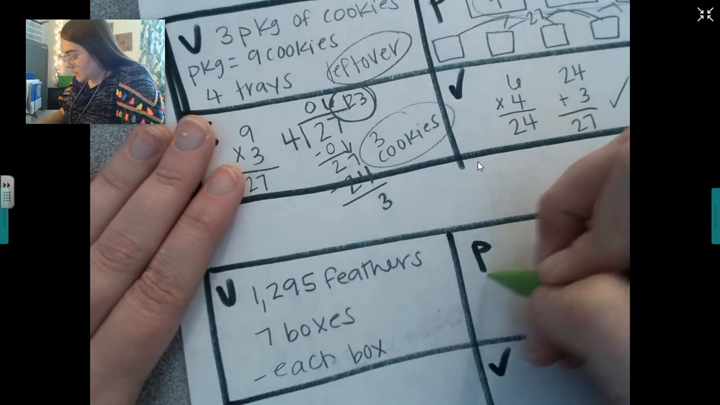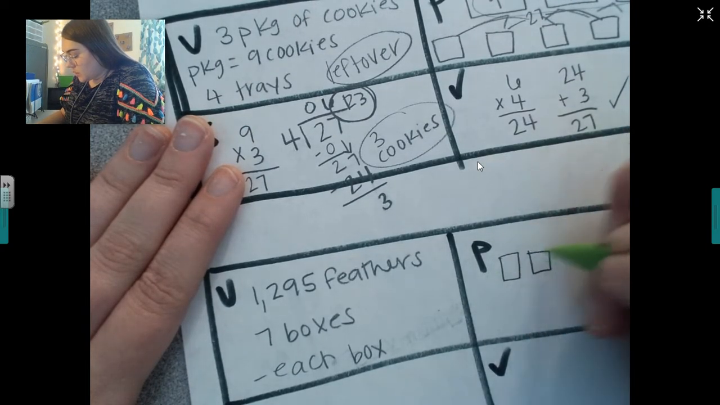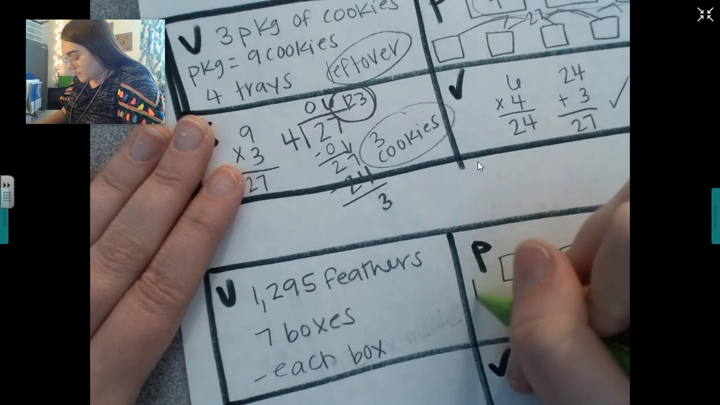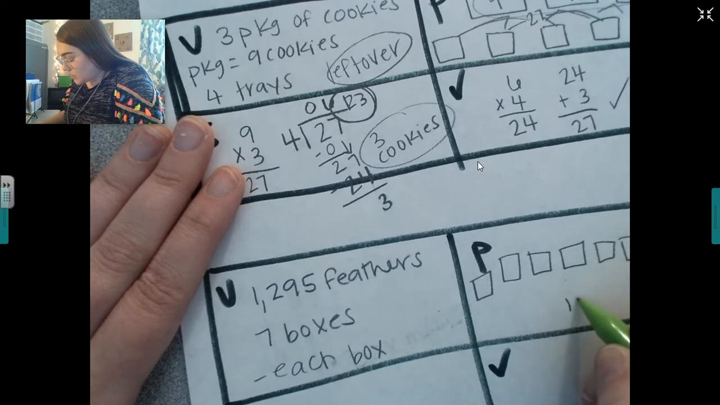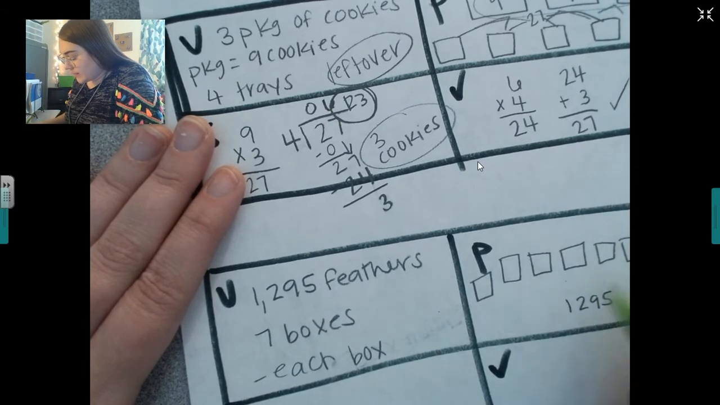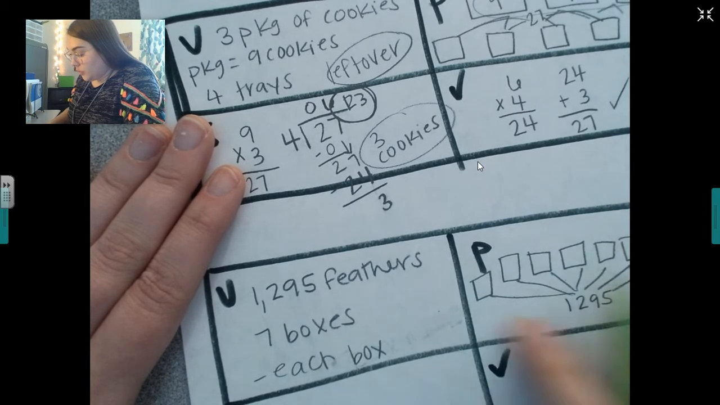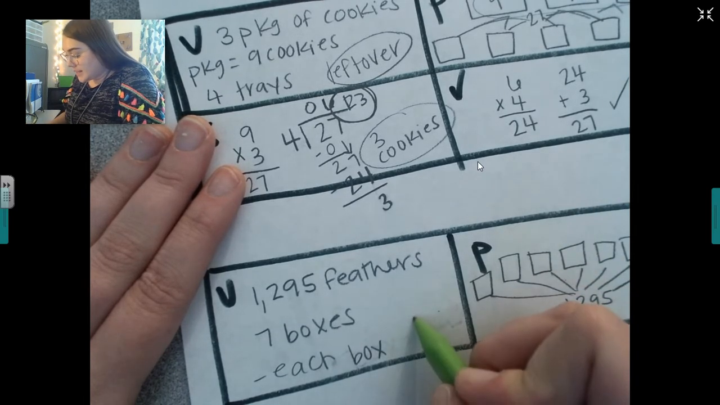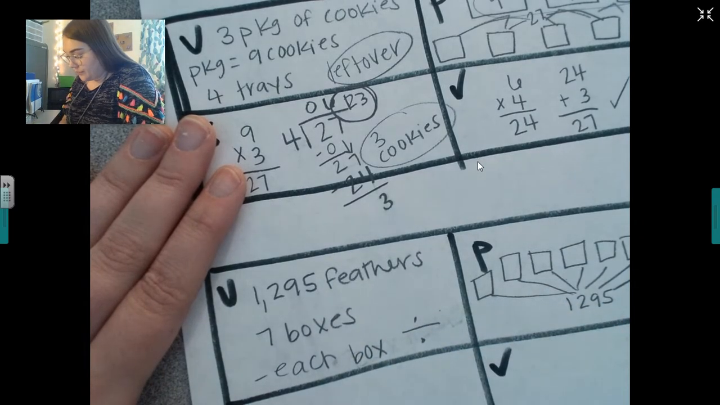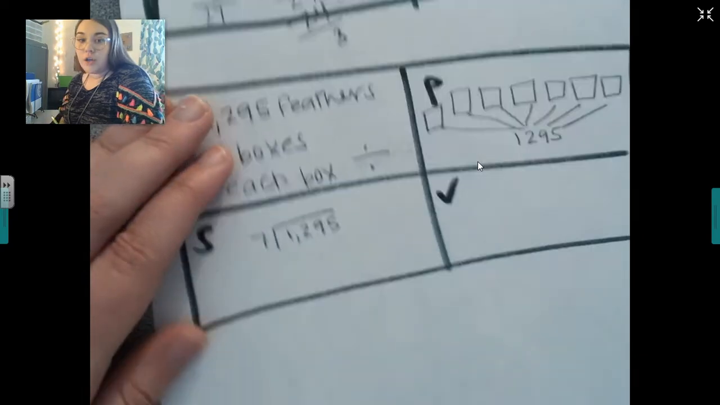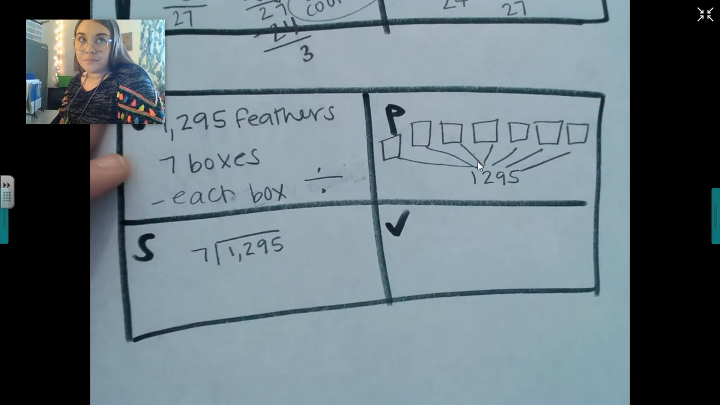So she has 7 boxes. Ooh, yeah, Miss Simpson was wrong. 3, 4, 5, 6, 7. And she took those 1,295 feathers and she put them into groups. If you see this, if you are working on a group, it is division. So right now, I want you to do 1,295 divided by 7 on your own.